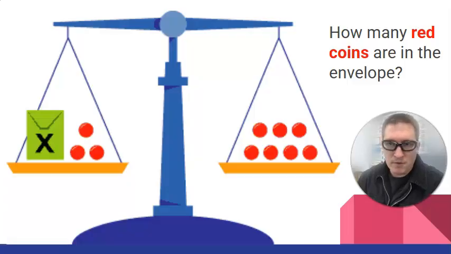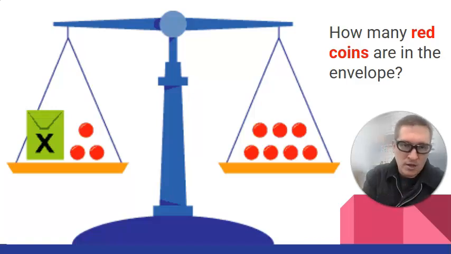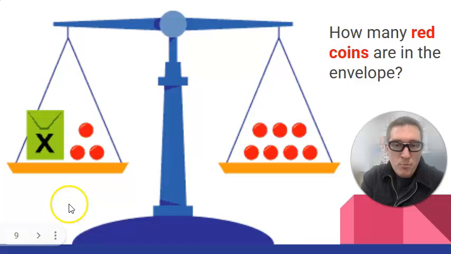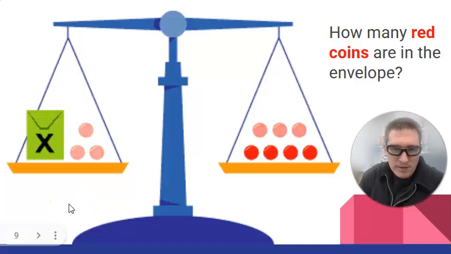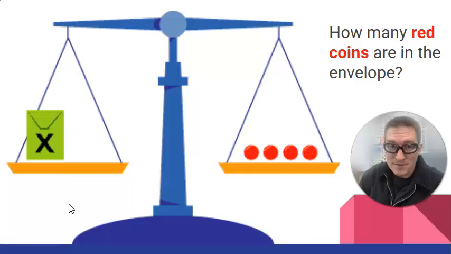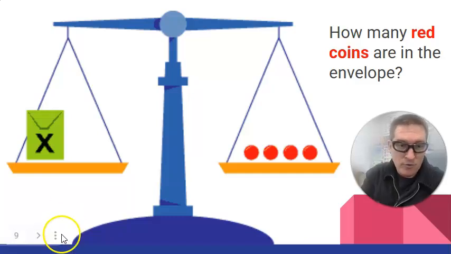All right, let's do some questions. On the left side of my equation, I have x and 3 red marbles. And on the right side of my balance, I have 7 marbles. How many marbles are in that envelope? Well, you can clearly see that there's going to be 4. Let's use the Al-Khwarizmi algebra process. We are going to remove 3 marbles equally from both sides. That means the balance is still balanced, and that gives us x equals 4.